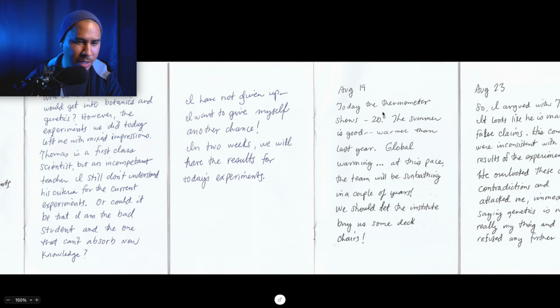August 19th. Today, the thermometer shows minus 20 degrees. The summer is good, warmer than last year. Global warming. At this pace, the team will be sunbathing in a couple of years. We should let the Institute buy us some deck chairs.